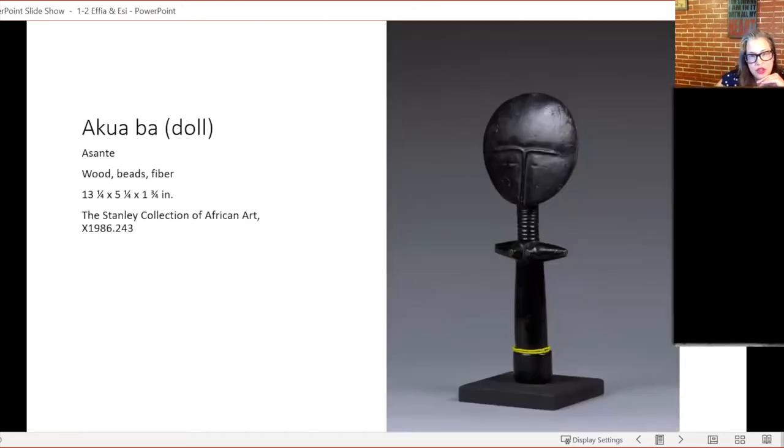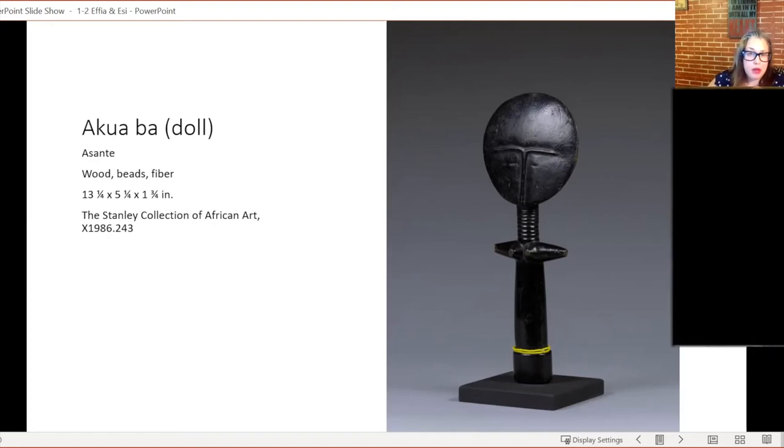Next, we're shifting to Asante. This is an Akua ba, a kind of doll related to fertility. The traditional story is that there's a woman named Akua who can't conceive a child. She goes to a diviner who tells her to commission a carved wooden figure and carry it around in her wrapper as if it were a baby, and also treat it as a surrogate child.